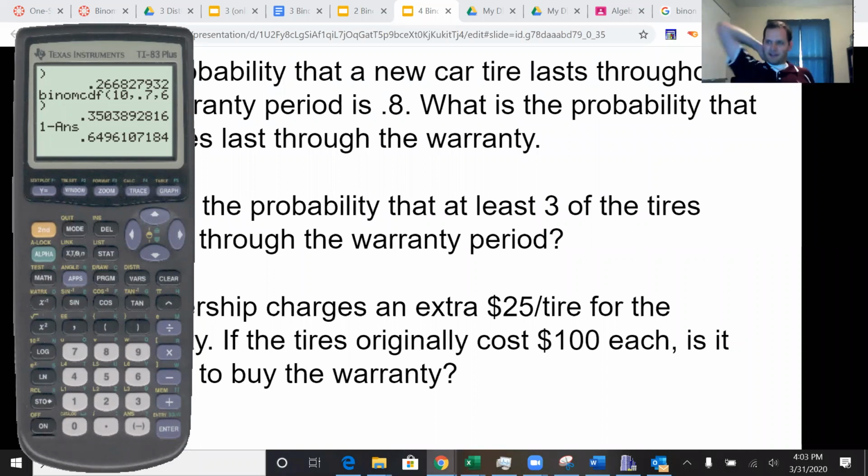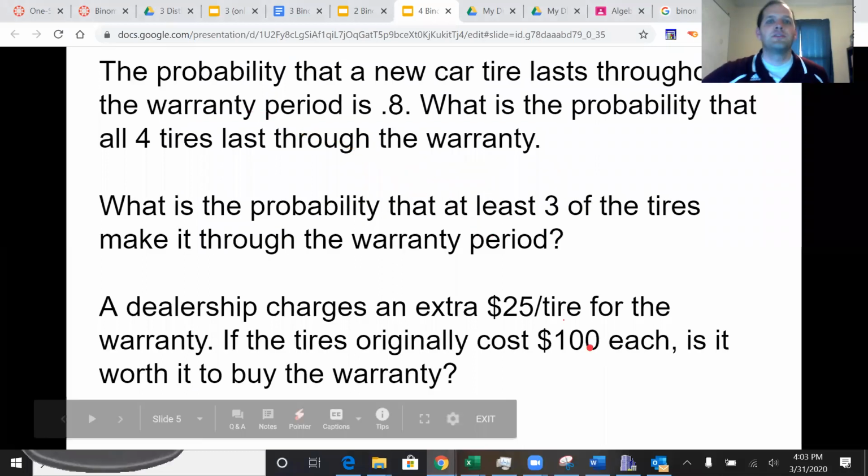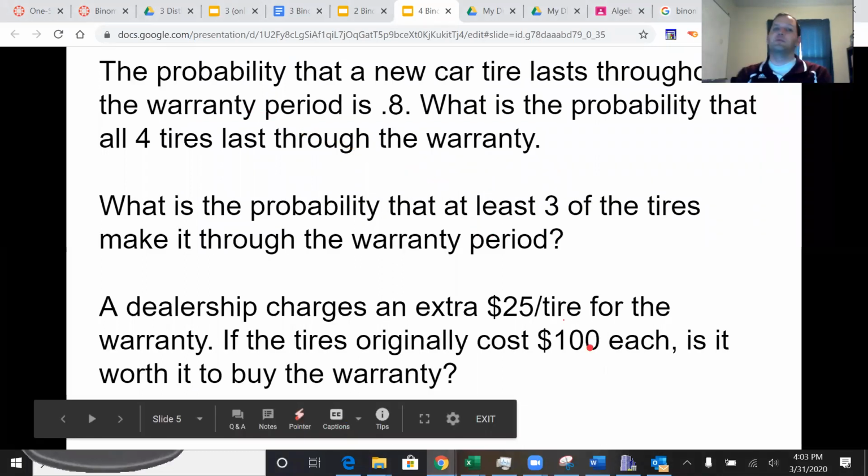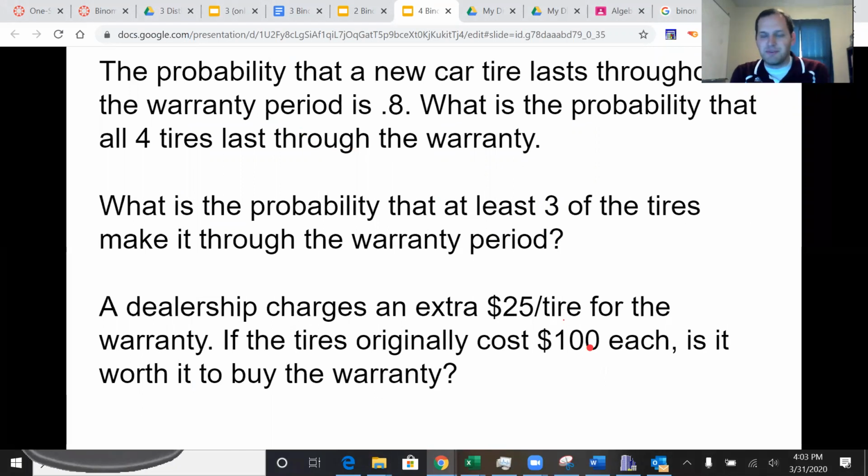The probability of a new car tire. Let's do one of these. I'm just going to do one. The probability that a new car tire lasts throughout the warranty period is about 80%. So when you buy a car tire, it comes with a mileage warranty. My car, for instance, the tires I got are rated for 70,000.